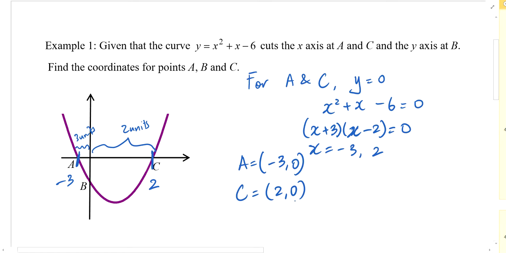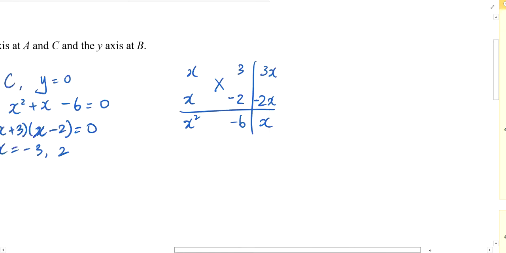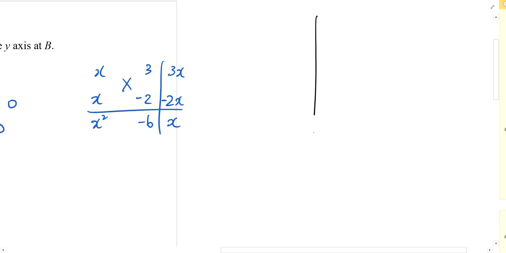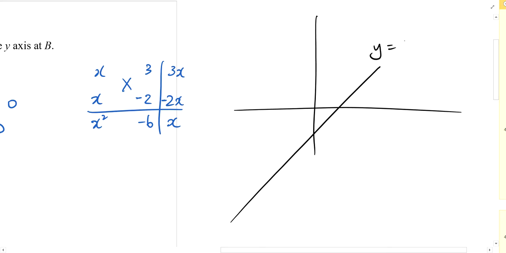Is it the same approach for a straight line graph? When you want to find the x-intercept, do you also let y equal 0? For example, if I have a graph that looks like this, y equals 3x minus 2, and I ask you to find the x-intercept, how will you do it? How will you find this? Let's say this is point A. So at A, y equals 0, isn't it?